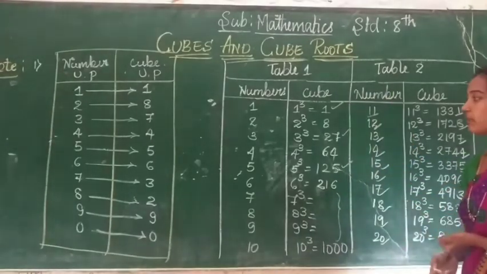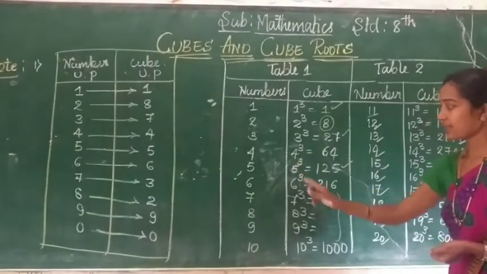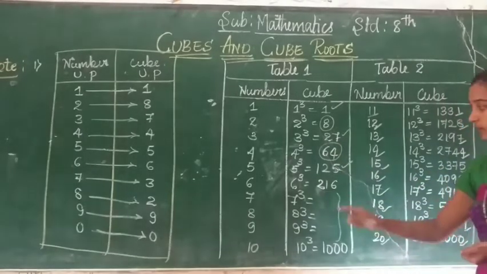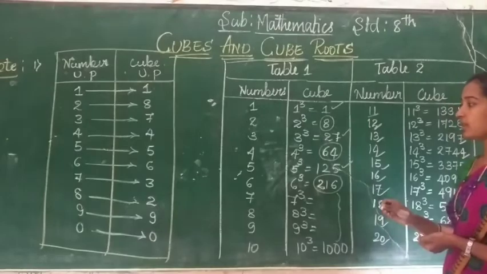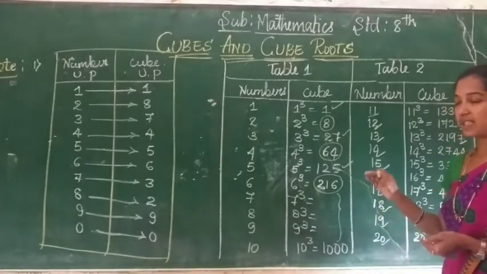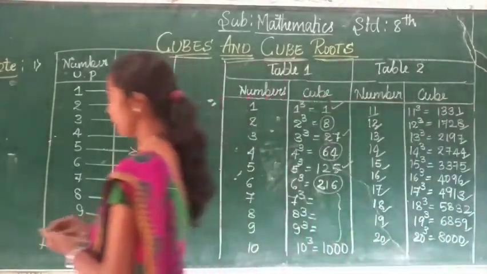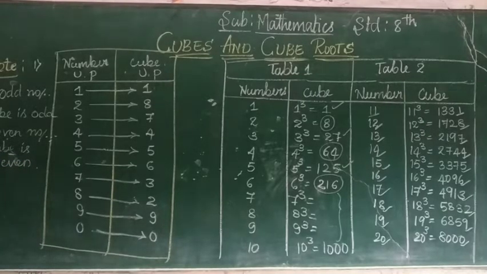Now let us check even cubes. 2 is an even number. The cube is 8. 8 is also even. Now observe 4. 4 is an even number. The cube is 64. Now let us check 6. 6 is an even number. The cube is 216. That is even. Now, from this, what do we conclude here? Yes. Odd number cube is odd and even number cube is even. Now, write Note 2: odd number cube is odd. Third note: even number cube is even. Write this.